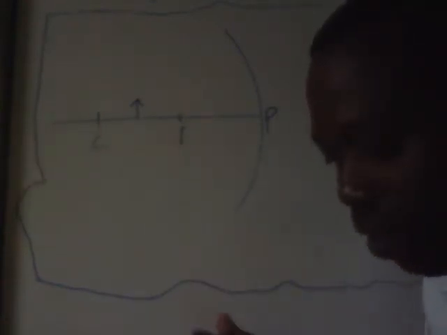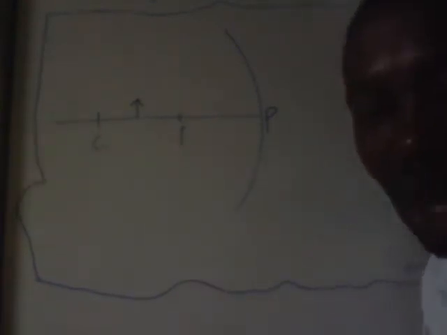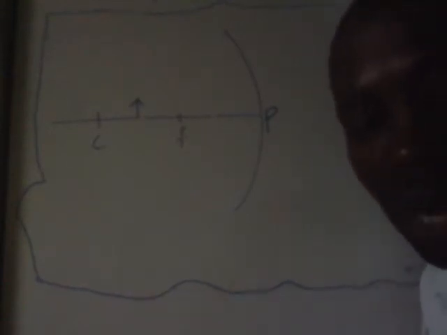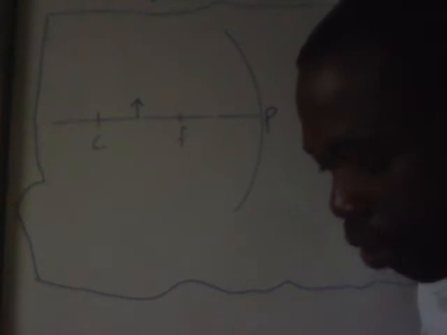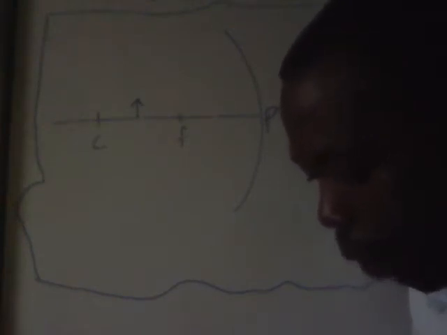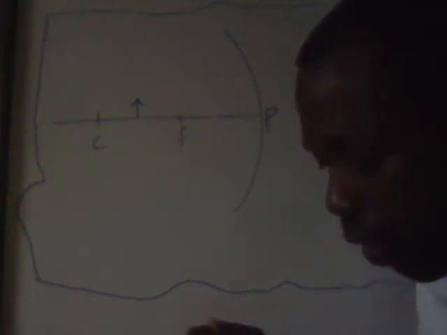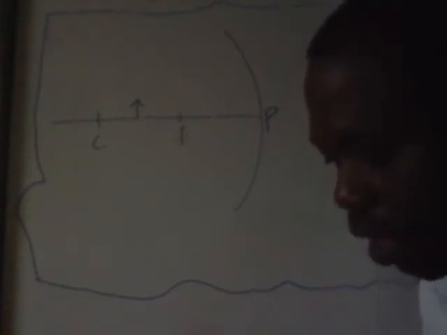And what is its nature? The nature means the characteristics. It will be real, inverted, and magnified. So let's look at the options. Option A. The image forms at C, and the characteristics will be real, inverted, and magnified. All those are wrong. The image will not be formed at C.